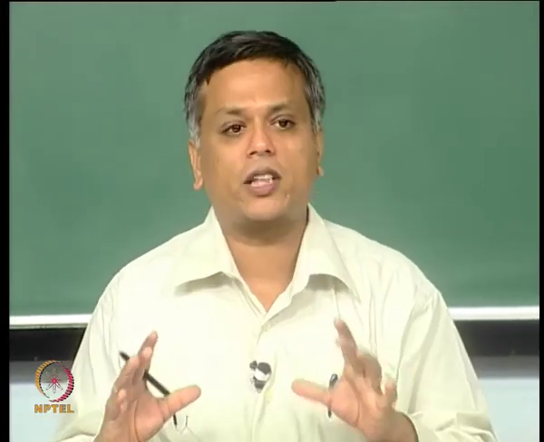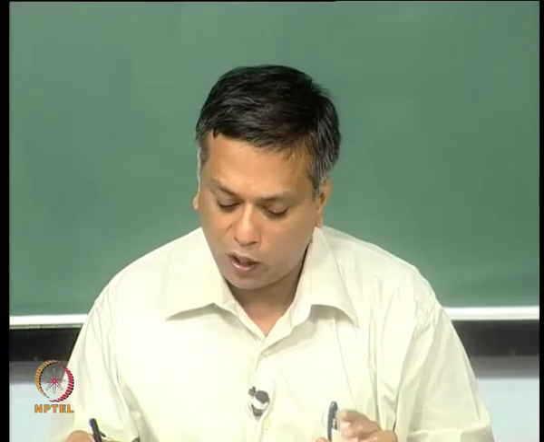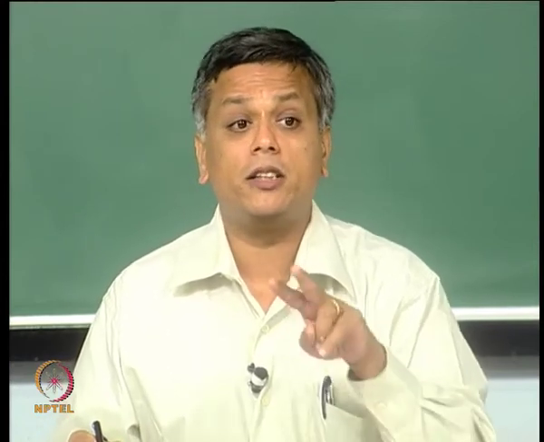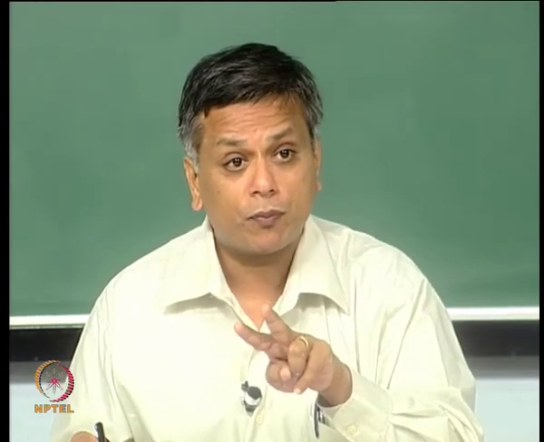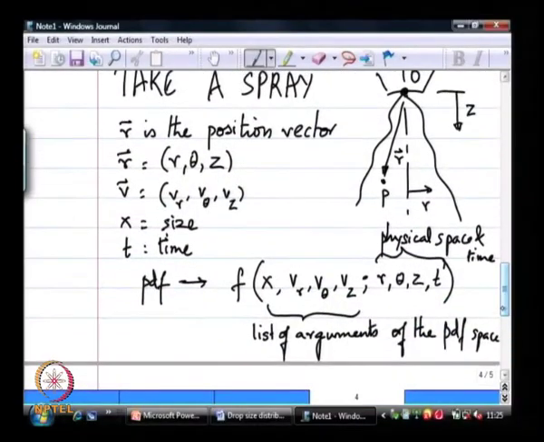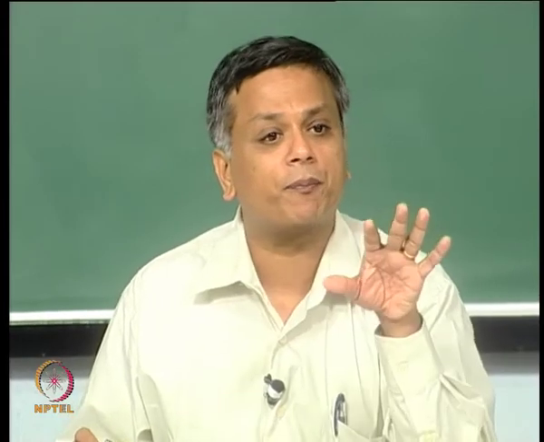So, just to set, we started to talk of f of x comma v as a probability density function in this two parameter space. What we really should be looking at is a probability density function in the four parameter space of x, vr, v theta, vz. That itself varies as a function of r, theta, z and time. This is the most general description we can think of, in a statistical sense.